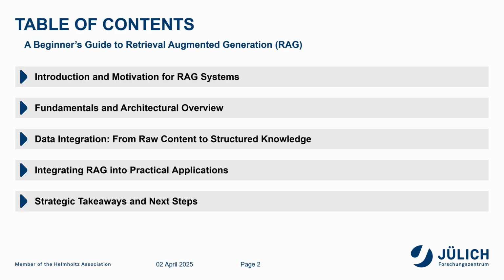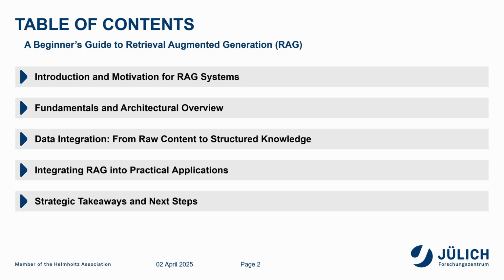We structured our talk into five main parts, starting with the introduction and motivation: why is it all needed? What is so nice about it? Which problems does it solve or address? Then I will hand over to Mascha. She will talk about the fundamentals and give an architectural overview of how RAG systems are typically designed.